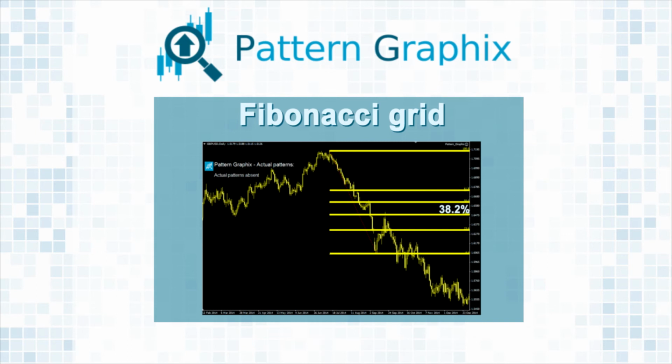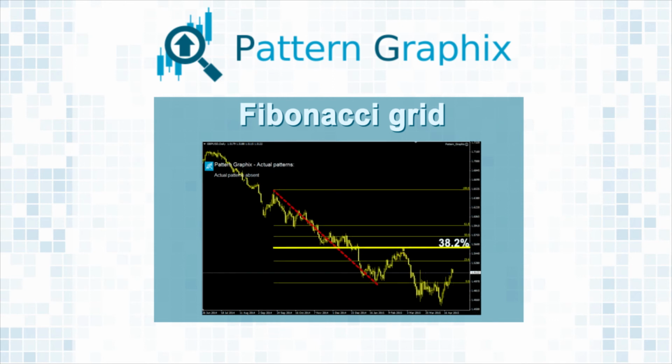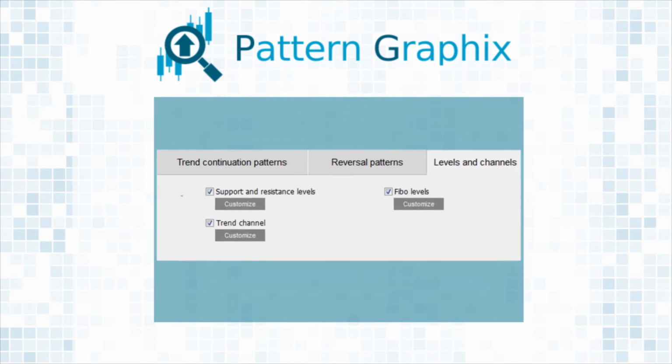For instance, the pound-dollar pair corrected by 38.2% after starting a downward trend in July 2014. After this level was successfully tested, the price resumed its prevailing trend. The following correction was also 38.2%. Pattern Graphix builds Fibonacci grids timely and precisely. As a result, you can clearly see the levels from which a price can resume its initial movement.